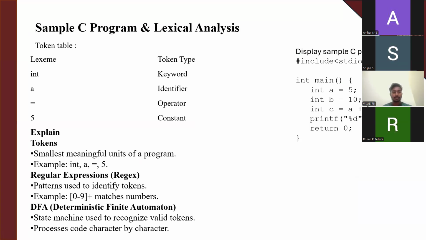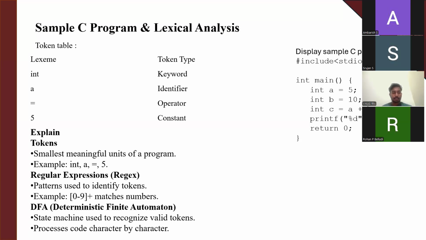Here you see a table with lexeme, token type, and integer. It is also called a keyword. And here is a, which indicates the identifier, and the constant value like 5. Here we can explain the tokens.